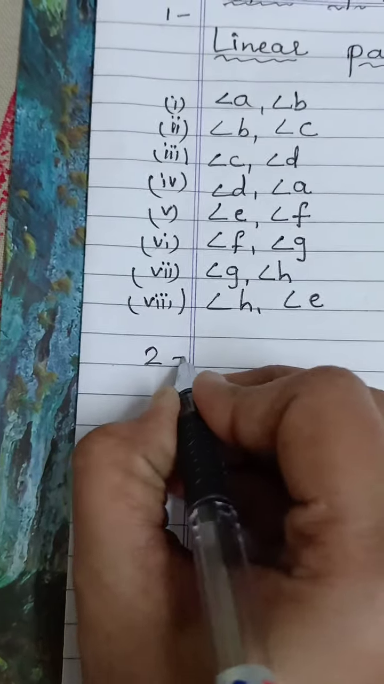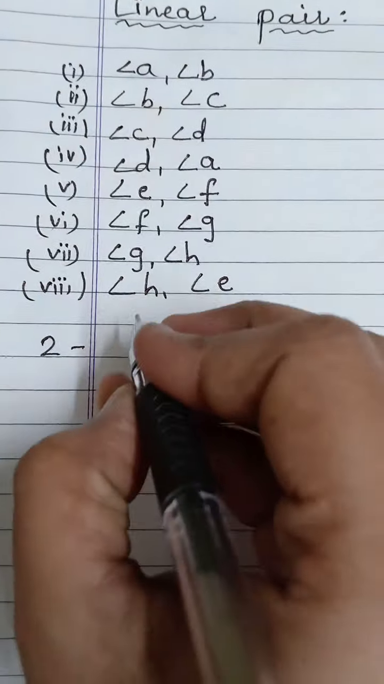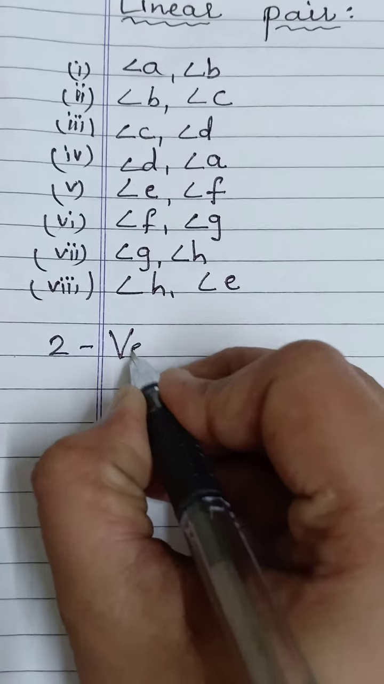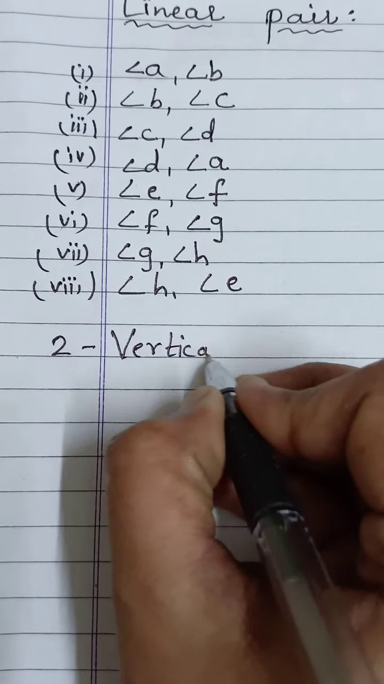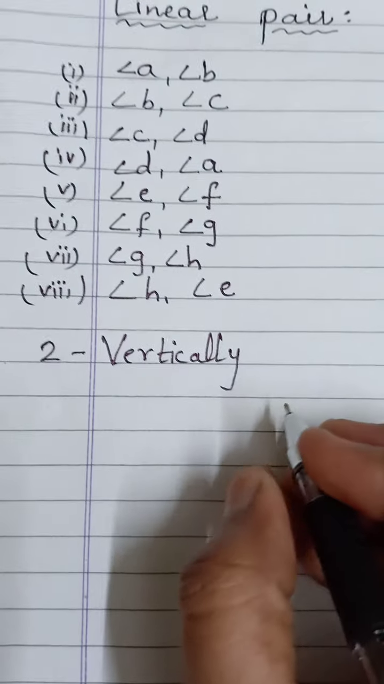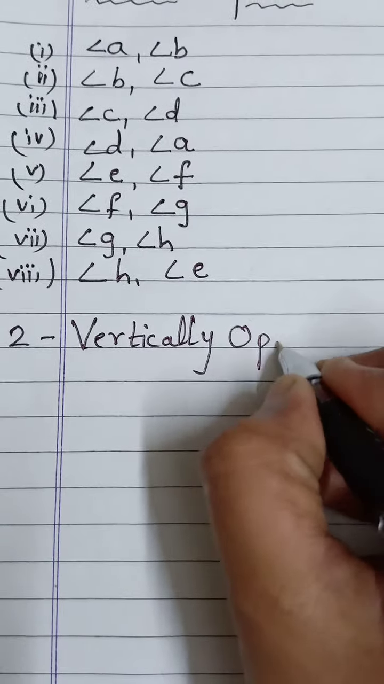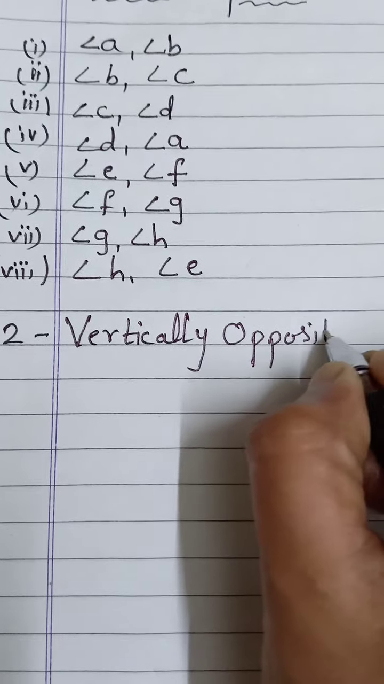Similarly, we will see the next pair of angles, that is vertically opposite angles. The word itself defines it: vertically opposite. The word opposite is nothing but the opposite of each other.